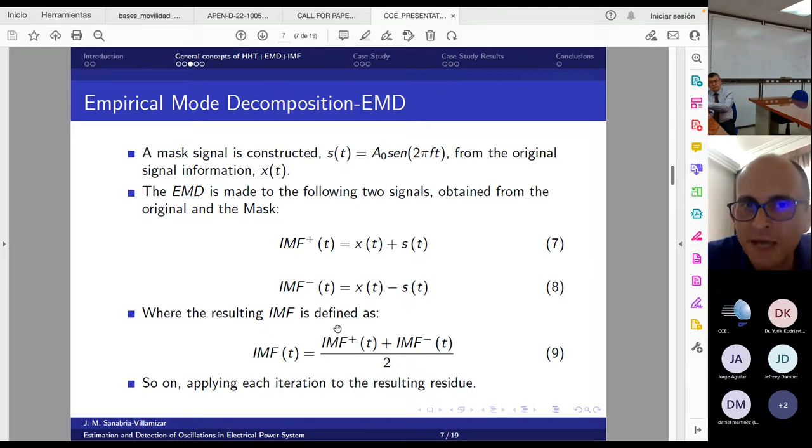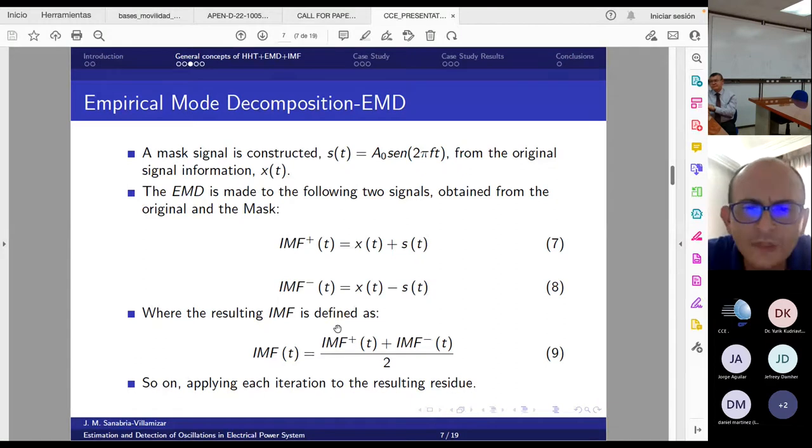And maybe I need to identify the time when these perturbations occur that produce these frequencies. So with the instantaneous frequency, I can discover the exact moment when these frequencies appear. So this is a good contribution of the method.